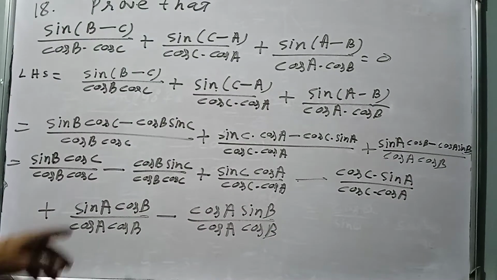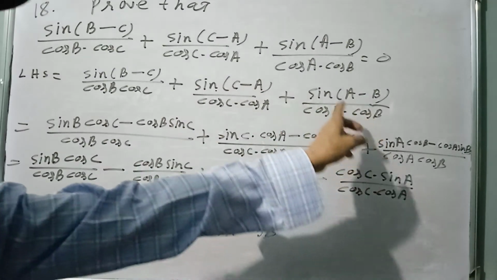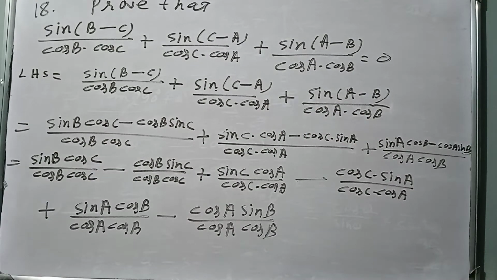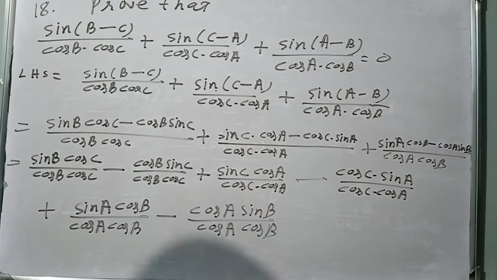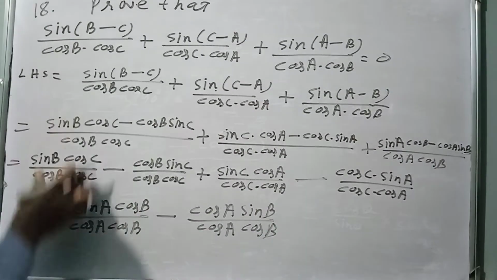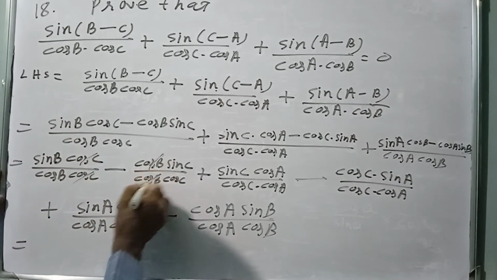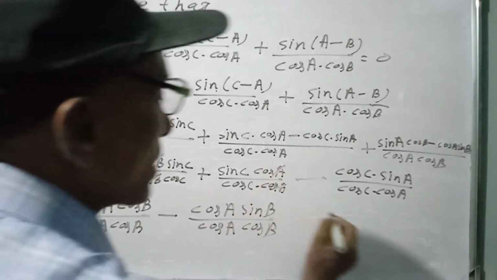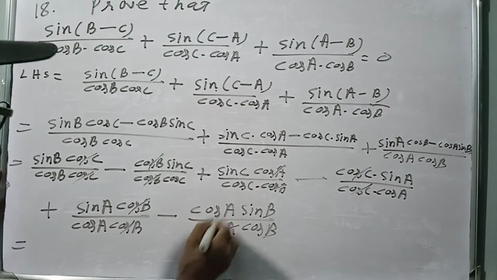First of all, write the formula of sin(b − c), sin(c − a), and sin(a − b). That is sin(a − b) = sin a cos b − cos a sin b. Use accordingly. Now separate each term. Now cancel: cos b cancels, here cos a cancels, cos a cancels. Like terms cos b, cos a cancel.